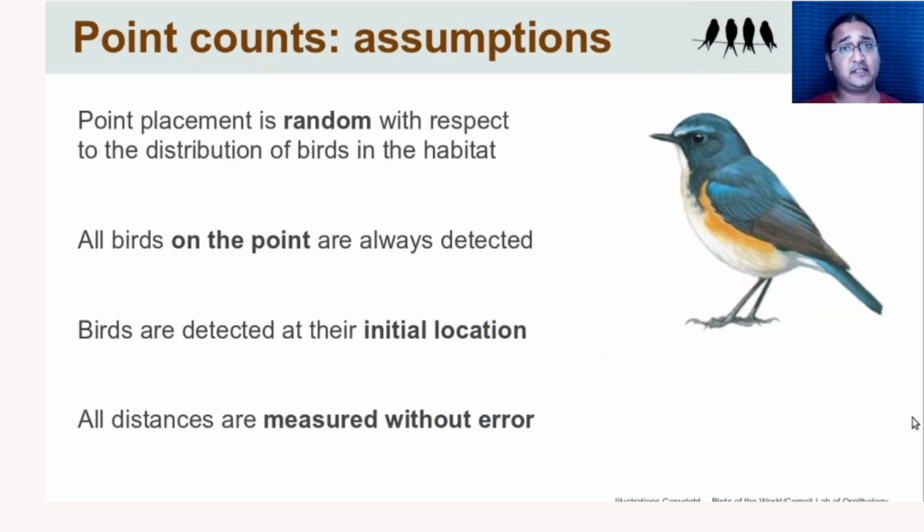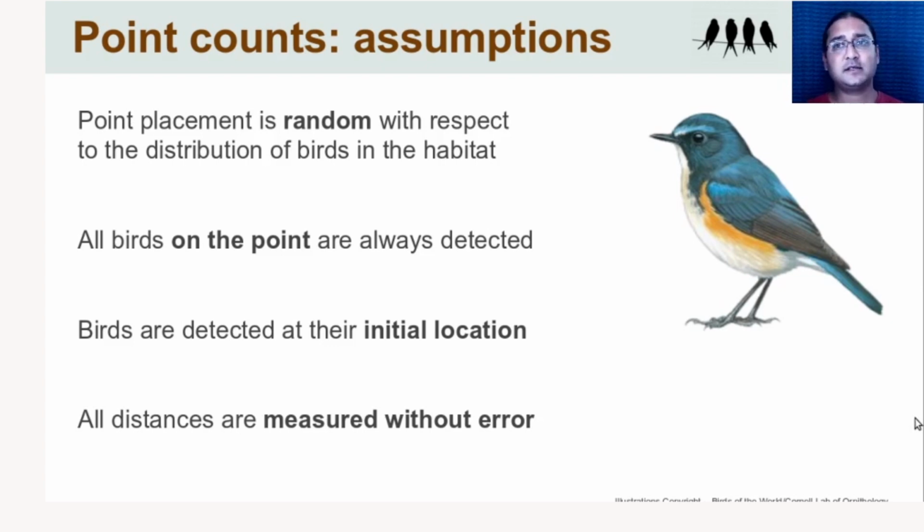Again, like line transects, point counts have certain assumptions: that the point placement is random with respect to the distribution of birds in the habitat; that all birds on the point are always detected, so if there is a bird right above you on the point, it is detected; that birds are detected at their initial locations, not after they have moved; and that all distances in this case are measured without any error.